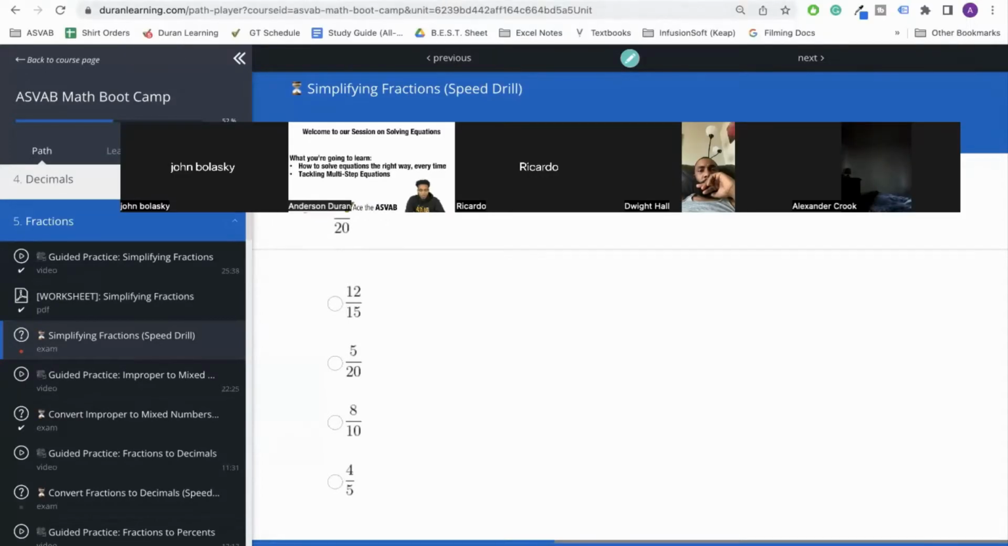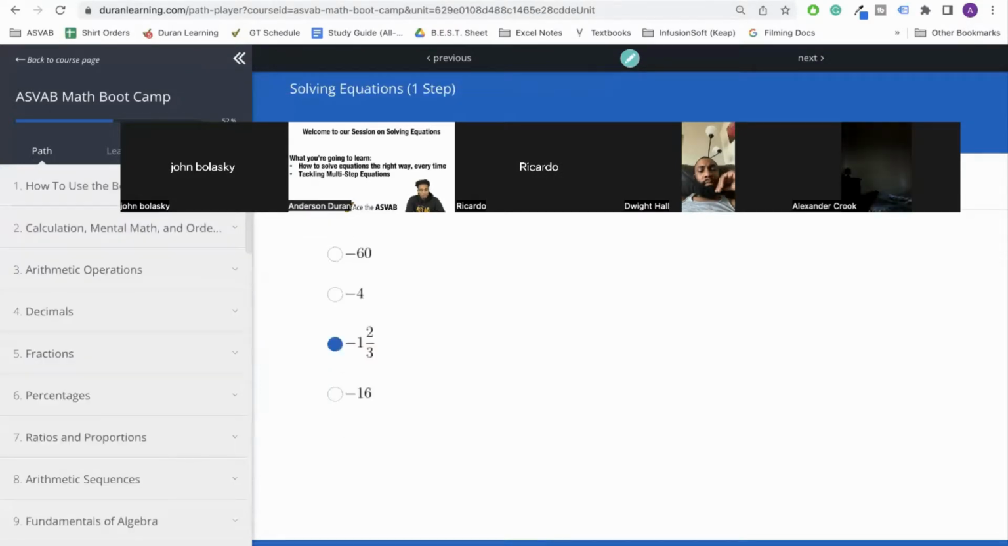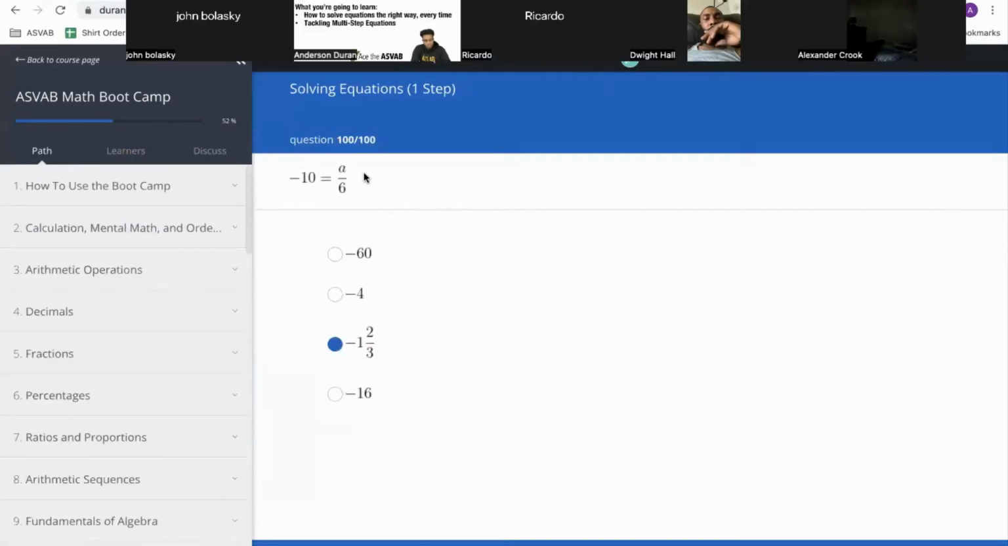So this one was a little harder to do. That's why it took us a little longer. But check this out, my party people. This is what we're working on. First, you're going to have solving equations one step. So this is what we're going to be reviewing today.